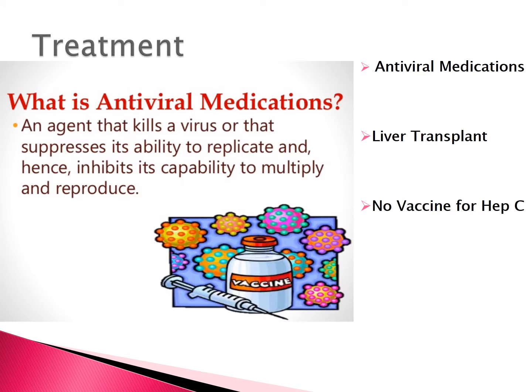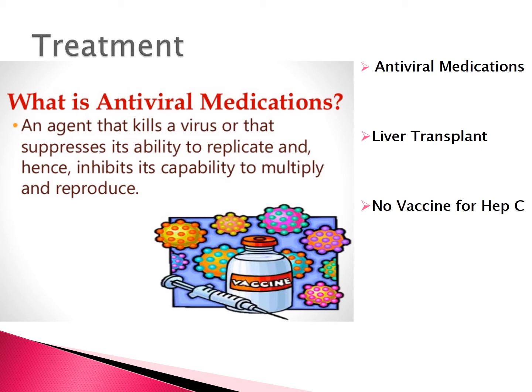Treatment for hepatitis C. Forms of treatment for hepatitis C are antiviral medications, liver transplant, and vaccines. What is antiviral medications? An agent that kills a virus or that suppresses its ability to replicate and hence inhibits its capability to multiply and reproduce. Antiviral medications are used to rid the virus from the patient's body after 12 weeks of treatment.